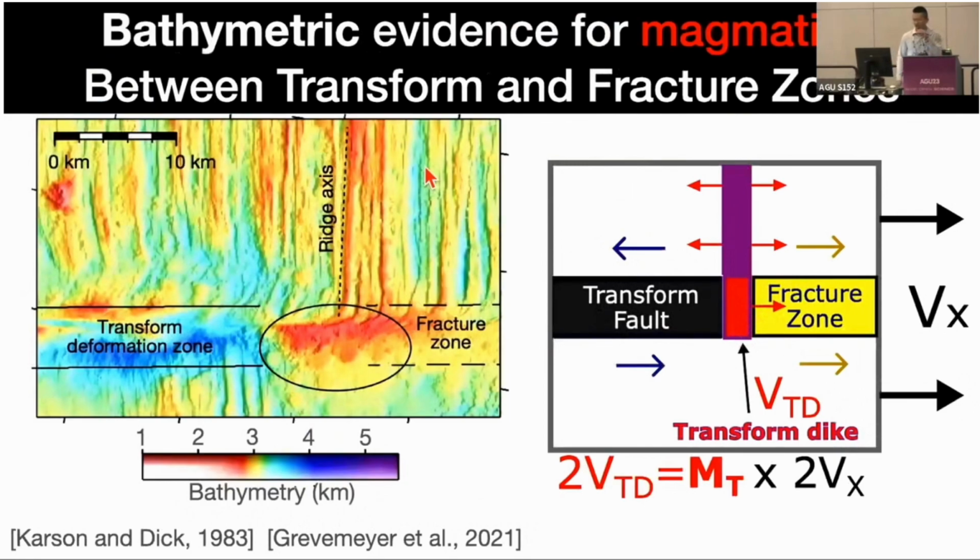This design is inspired by bathymetric evidence of magmatism between the transform and fracture zone. For example, there are J-shaped ridges across many transform faults between these two places. It is also inspired by fresh lava flows observed from deep-tow cameras.